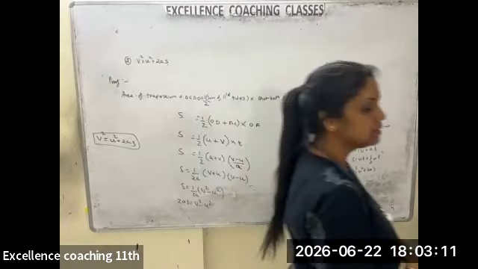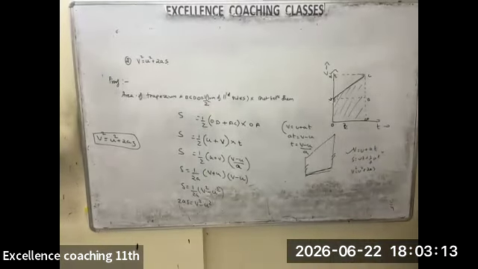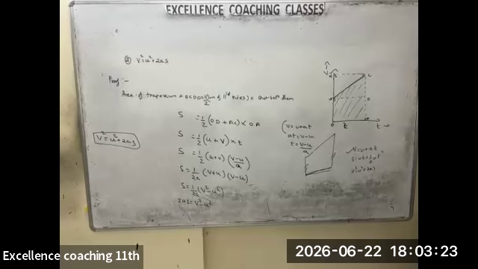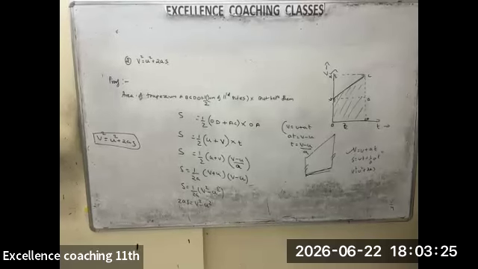The formulas you must remember. Tell me again, what are the formulas? First one is V is equal to U plus AT. Second one, S is equal to UT plus half AT square. Third one, V square is equal to U square plus 2AS. So please revise these formulas and come having covered the entire chapter. Next class, we are solving numericals on it.